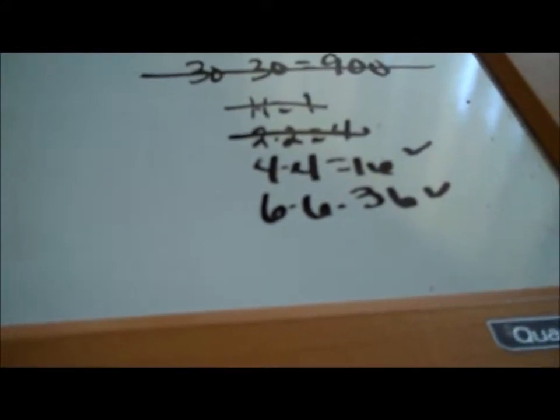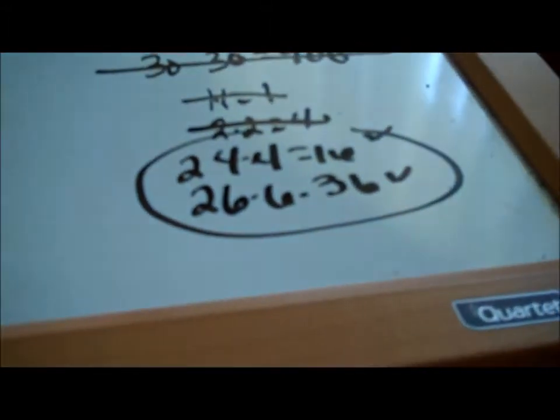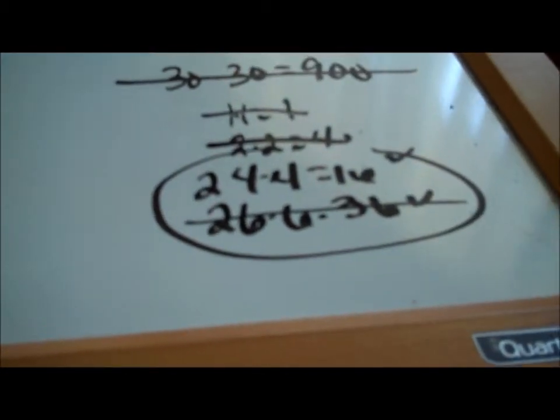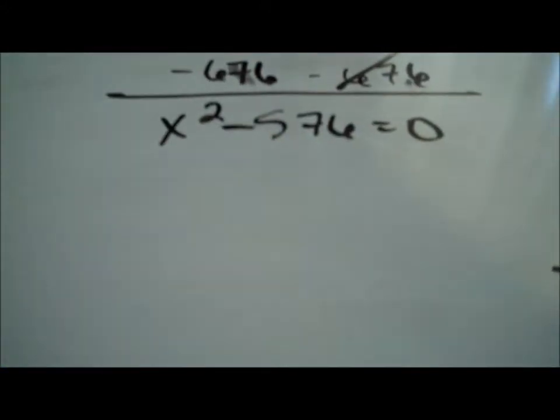7 times 7 is 49. Ends in a 9. Not going to work. So 8 times 8 is 64. Again, not going to work. And then 9 times 9 is 81. Not going to work. So these are my two possibilities, 24 and 26. And it ends up being 24. 26 is too high. So 24 times 24 is what gets me 576.